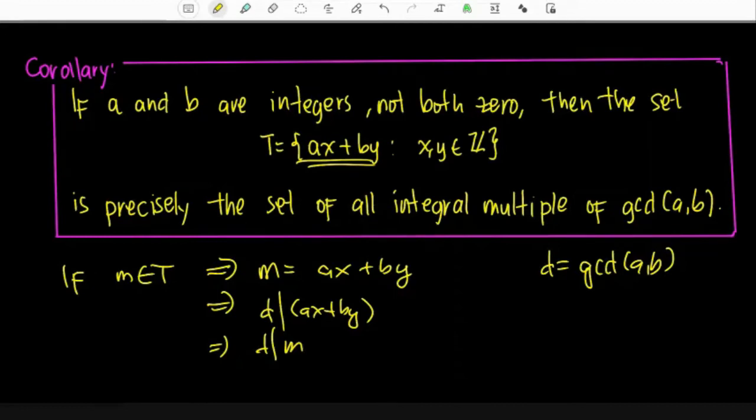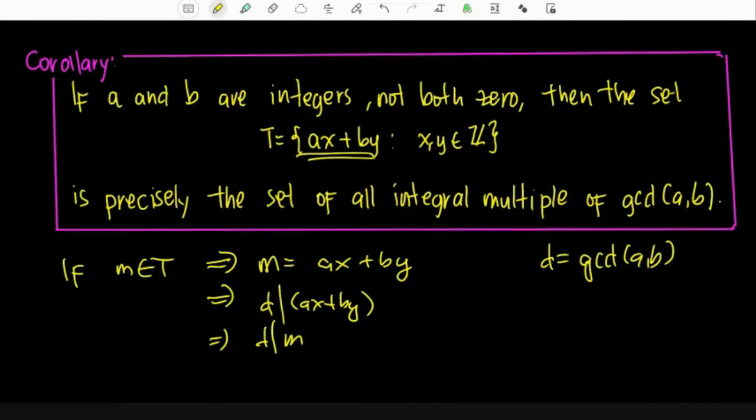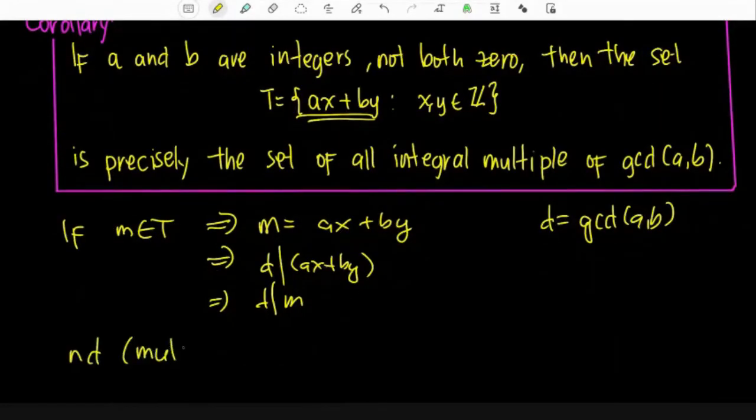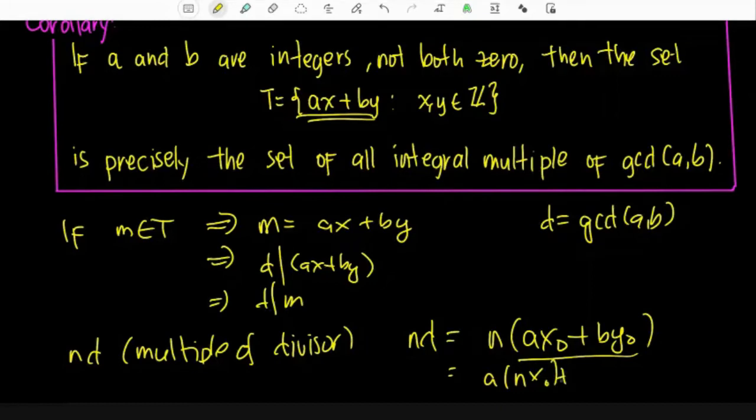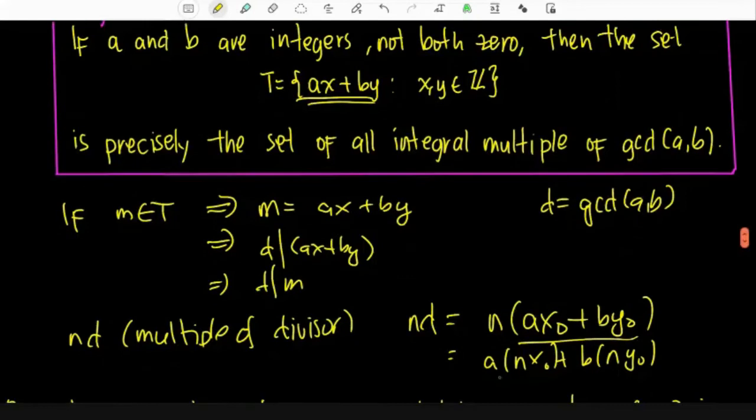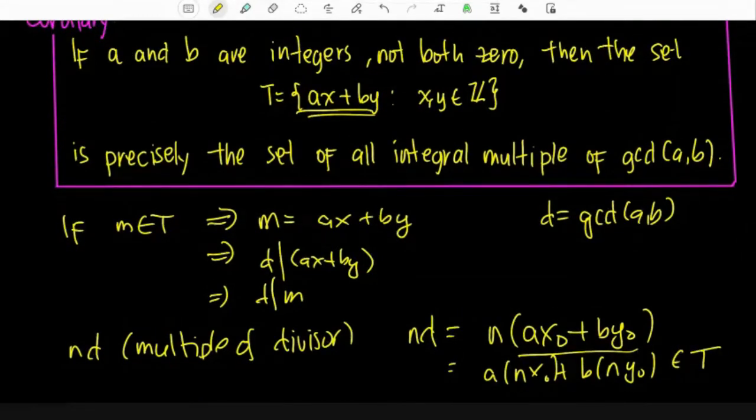On the other hand, if ND is a multiple of the divisor, kung for example, meron tayong N times D, this is a multiple. Pwede naman natin isulat si ND as, by the previous theorem, N times AX0 plus BY0. Di ba? Si GCD daw, you can always be written as a linear combination AX0 plus BY0. There exists such X0, Y0. Anong ibig sabihin nun? Nasulat natin si ND as A times NX0 plus B times NY0. So, ibig sabihin, si ND ay linear combination ng A and B. So, nasa T siya. So, pag nasa T ka, multiple ka ng divisor. Pag multiple ka ng divisor, nasa T ka.